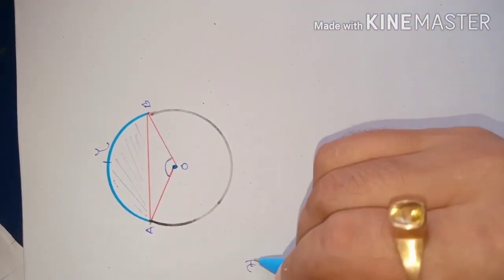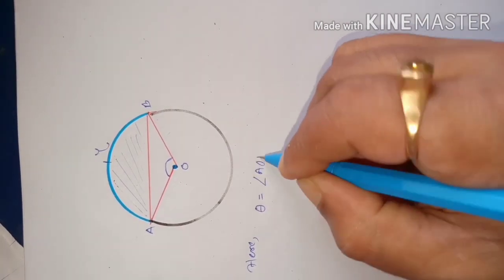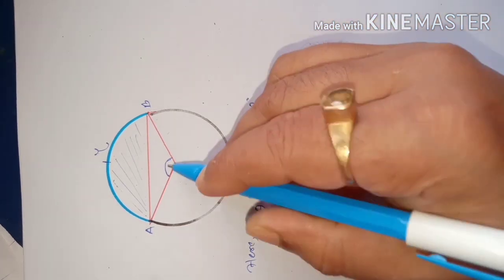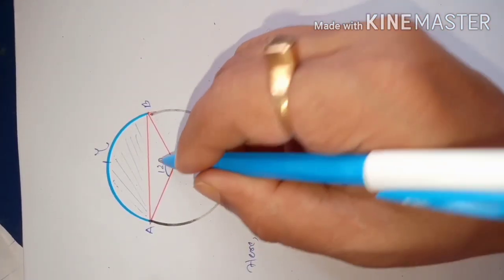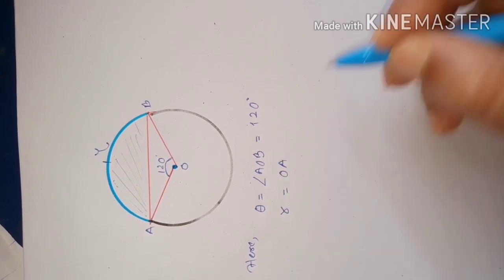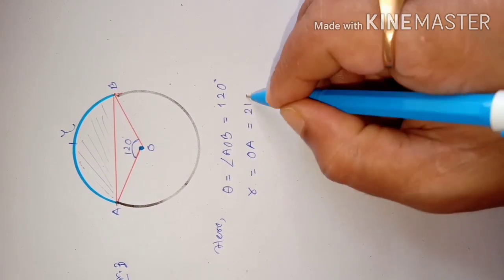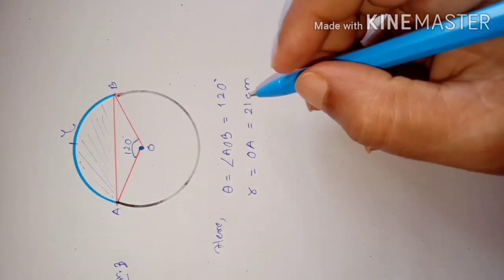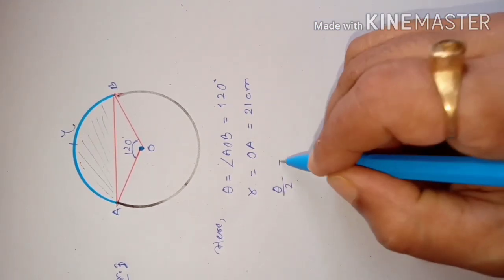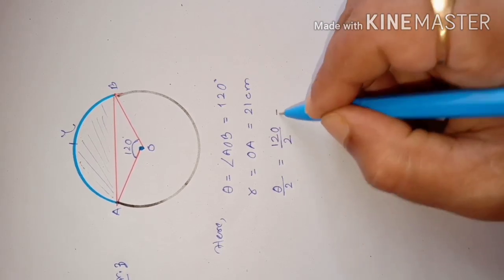So here theta is equal to angle AOB, that is equal to 120 degree. And radius R equal to OA equal to OB is equal to 21 centimeter. Then theta by 2 you have to find out, because theta by 2 is needed here. Theta by 2 is equal to 120 by 2, that is equal to 60 degree.